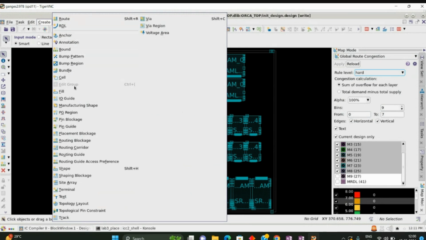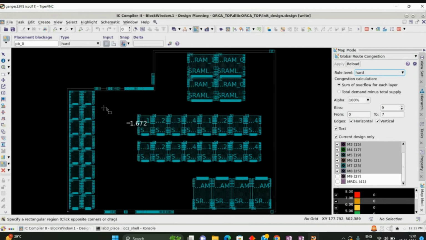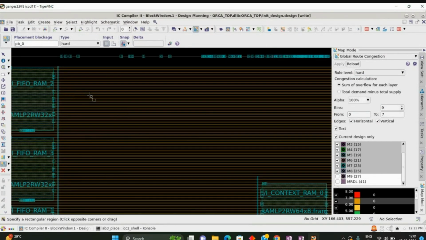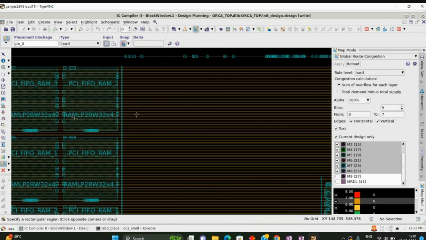So what you can do is select the placement blockage here and zoom in. Suppose you want to apply the blockage, one minute. Suppose here I will disable the pins.